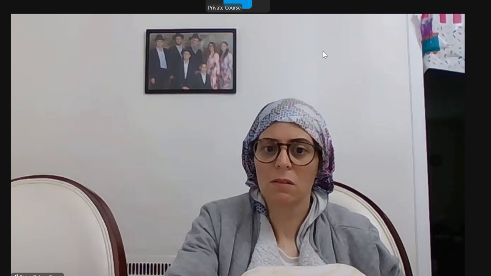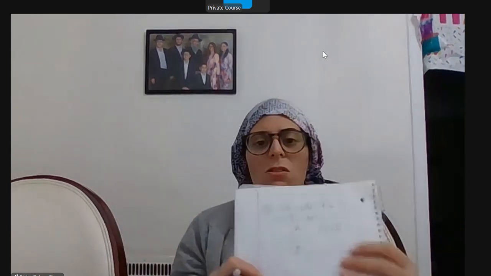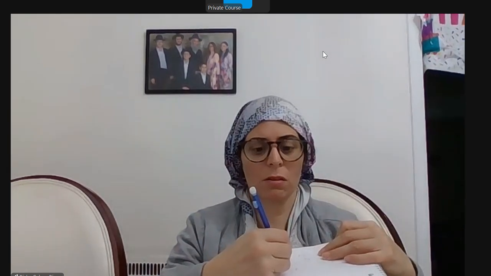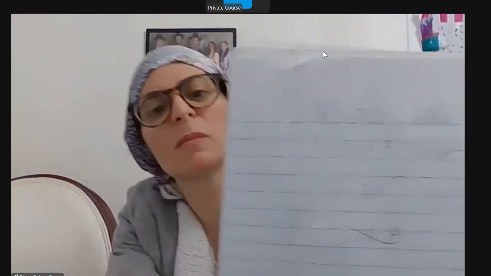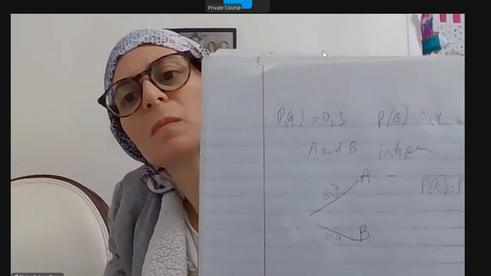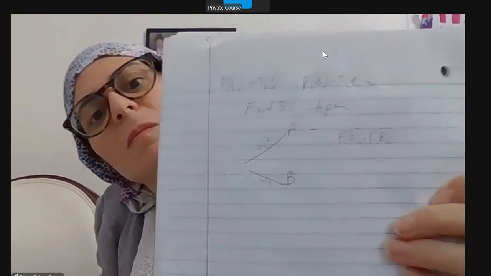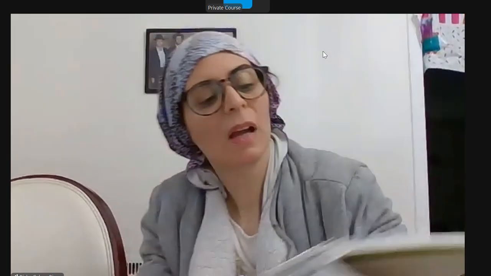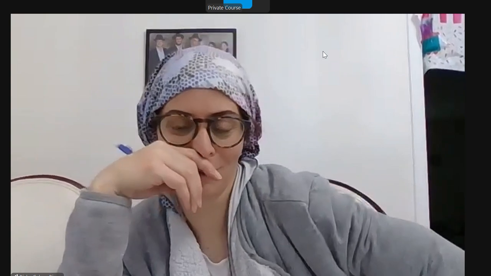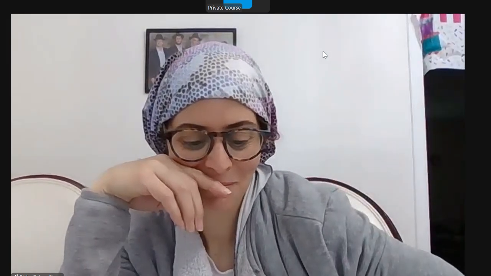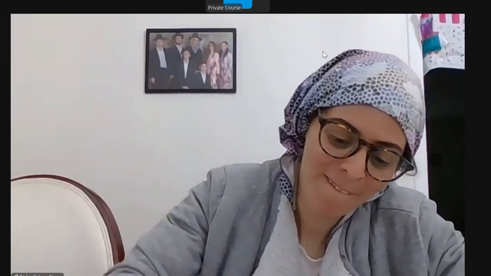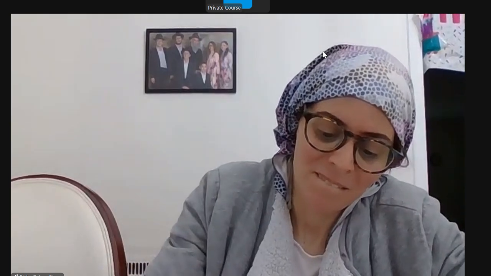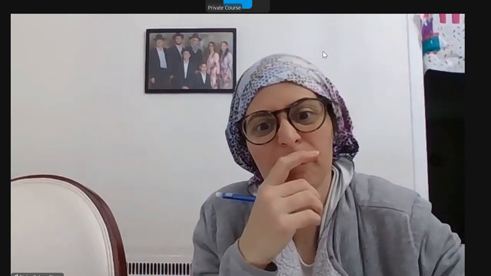No, okay. How do you draw the tree diagram? How I just did this. Can you make it closer? 0.3 and 0.4. Okay. What is A prime? I don't have A prime. Of course, you will have A prime. It's impossible that you don't have A prime, because probability of A plus probability of A prime will be 1.